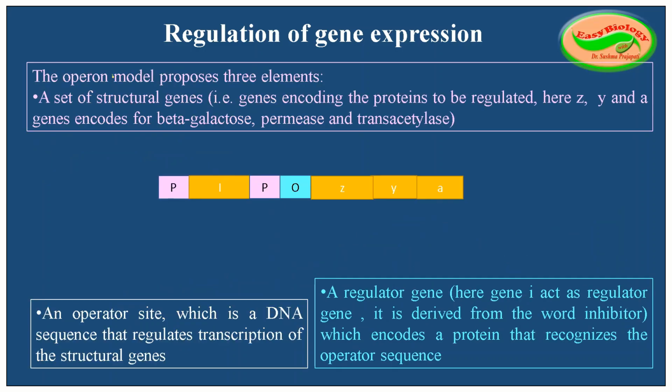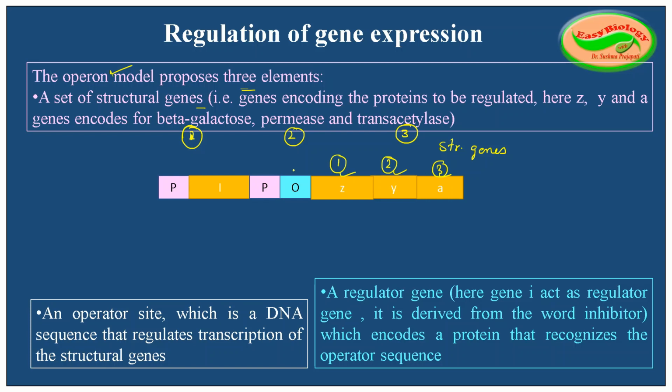This is the structure of the operon. An operon has 3 elements. Number 1 is a set of structural genes, here the Z, Y and A. These represent the structural genes. The Z gene encodes for beta-galactosidase. Then the Y gene encodes for the permease, and the A gene encodes for transacetylase. So these are the structural genes.